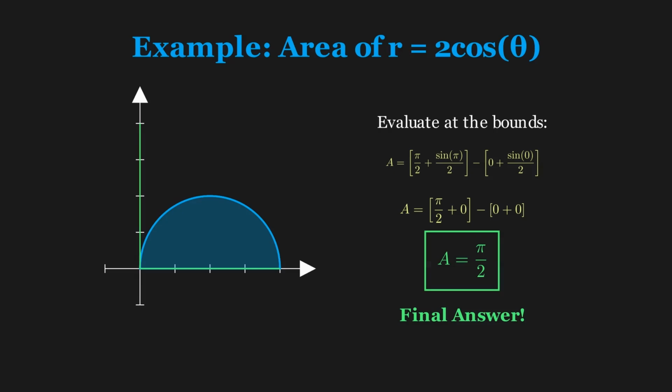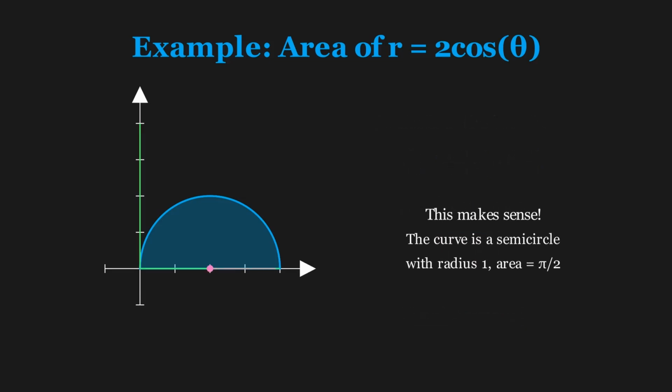This result should make intuitive sense because the curve r equals 2 cosine theta is actually a circle, with the center at (1, 0) and a radius of 1. Our region is a semicircle with radius 1, so its area should indeed be pi over 2.